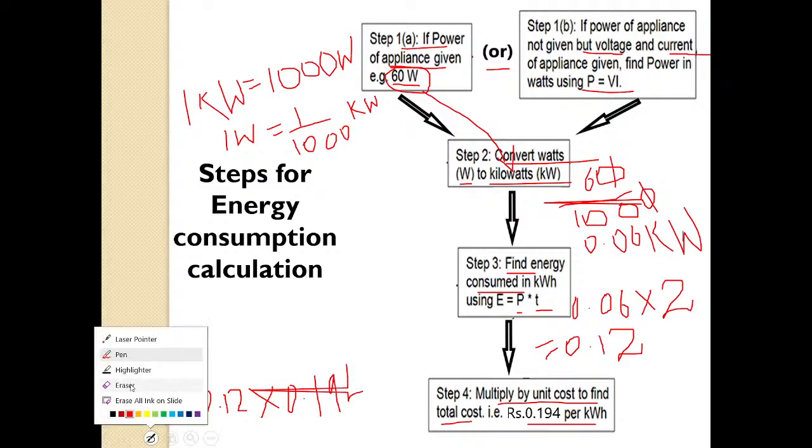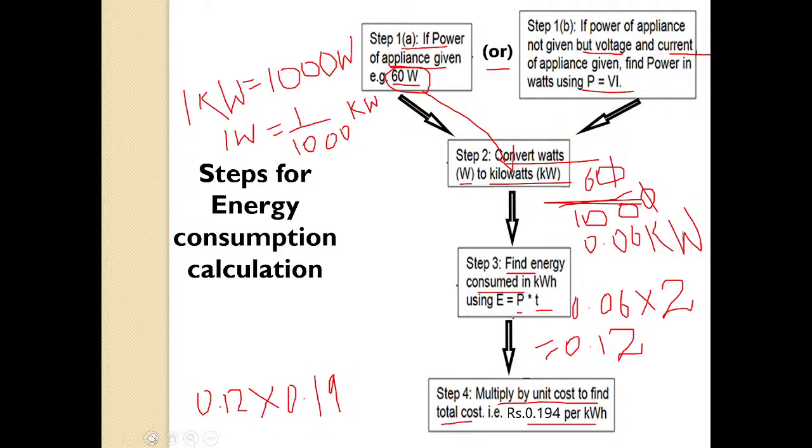So you just multiply 0.12 into 0.194. You will get around 0.023 rupees. So how much is the cost? 0.023 rupees. It's very low. Just for example, we are doing this calculation, nothing serious here.